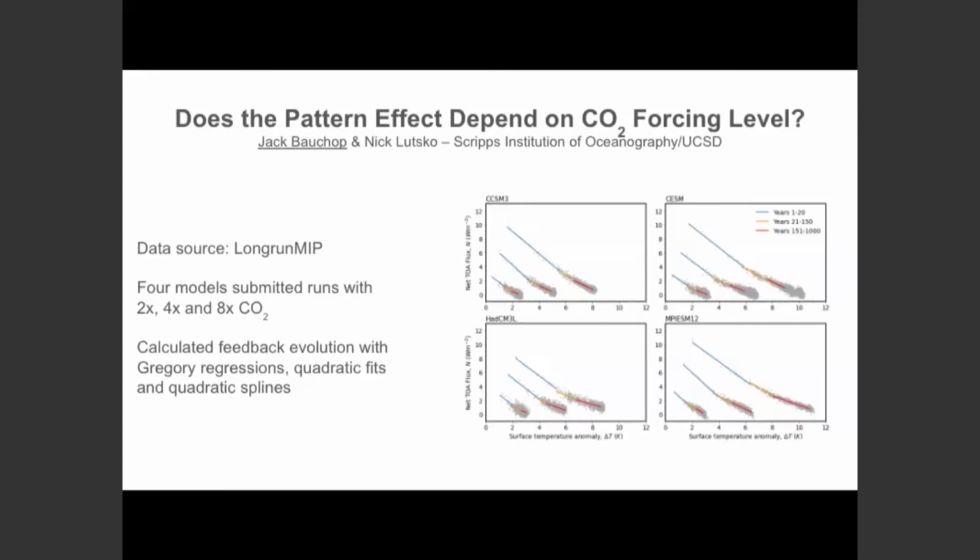So the question is, does the pattern effect depend on CO2 forcing level? Related to what David was just saying, as we crank up the CO2, does the pattern effect get stronger or weaker? To look into this, Jack took data from the LongRunMIP project, for which 4 models submitted runs with 2x, 4x, and 8x CO2. And so we have some Gregory plots here on the right for each of these different simulations. And then we've used various different methods to try to quantify the pattern effect, of which I'll present 2 here today.